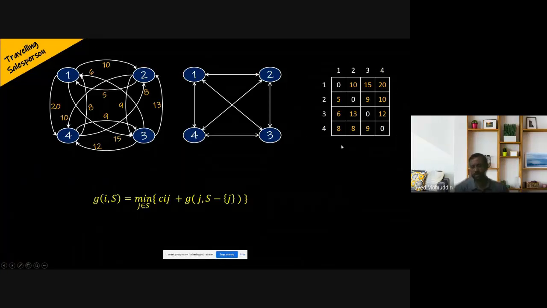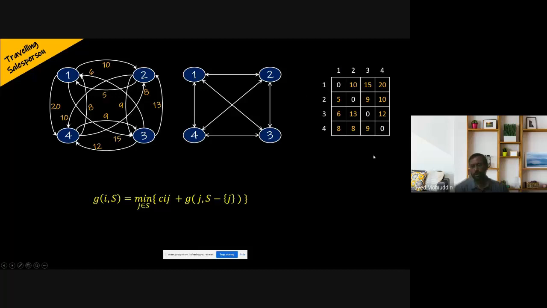The cost of the edges is represented using an adjacency matrix, which you can see on the rightmost side, where we have 4 rows and 4 columns. The row and the column represent the edge. For example, if we look at this cell at 1, 2, this represents the cost, or weight, of the edge between vertex 1 and vertex 2.